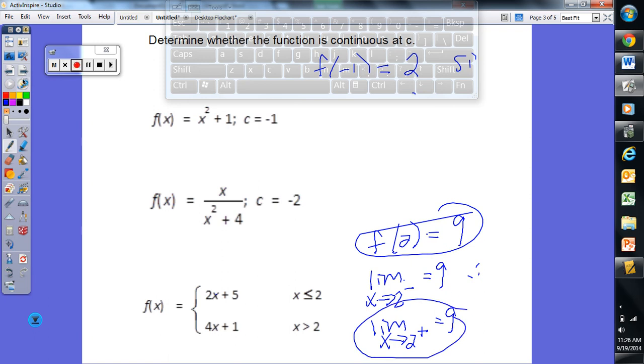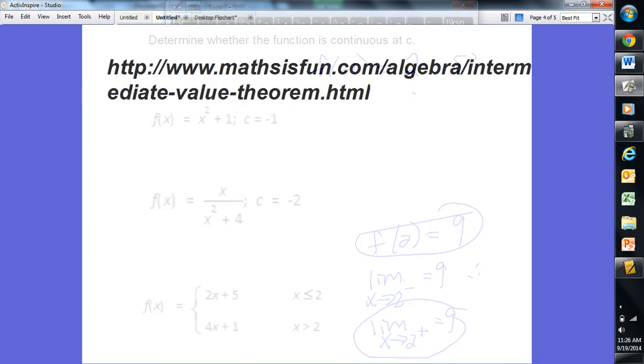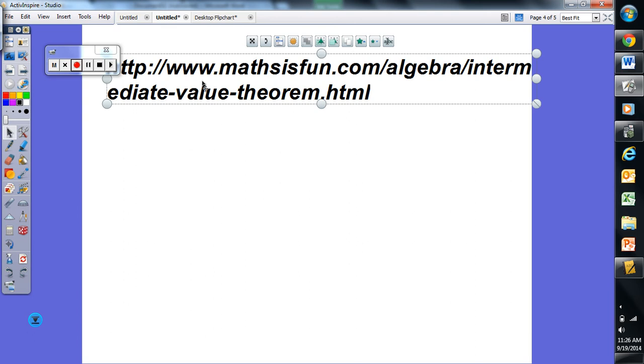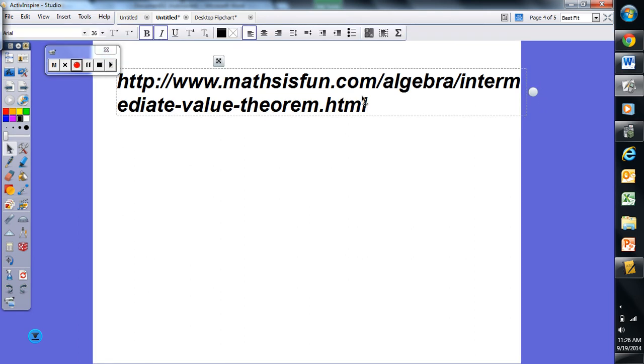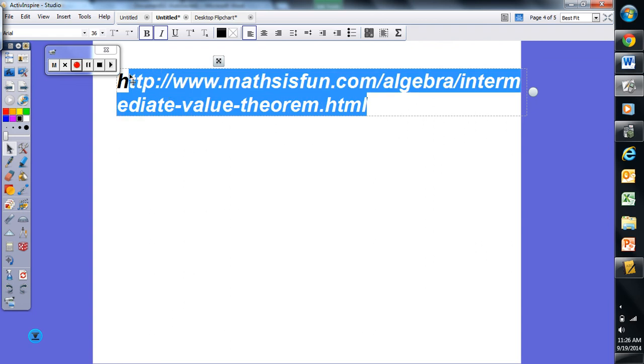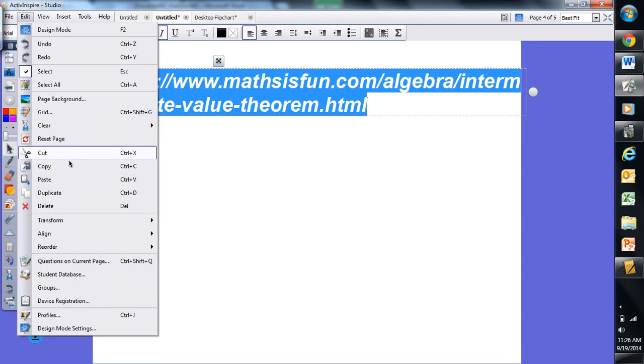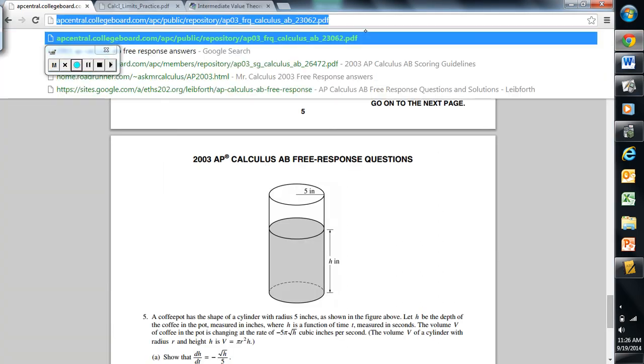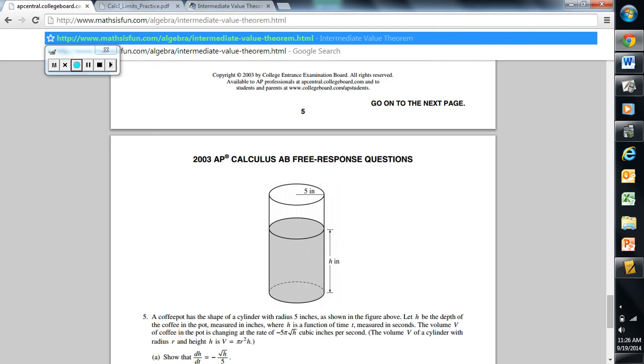Okay, next slide. There is a theorem we have to talk about, and it's called the intermediate value theorem. And I'm hoping I can just click on this link, but of course that doesn't work. How do I copy it all? Like that. Edit, copy, Control V if I can find my keyboard. Is this fun for you listening to this?